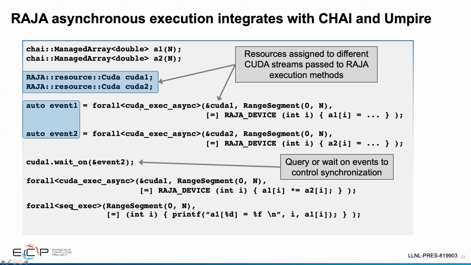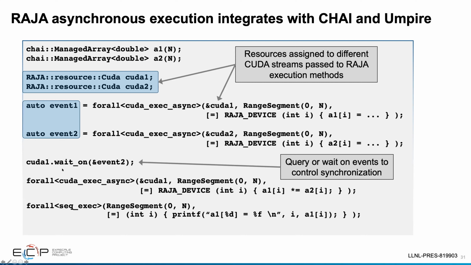So just an illustration of the mechanics of this, we can supply our forall methods with these resource objects and then treat them as events. And essentially, by treating them as events, we can create a queue of activities for the streams, and we can also use these wait methods to orchestrate how the kernels will be executed.